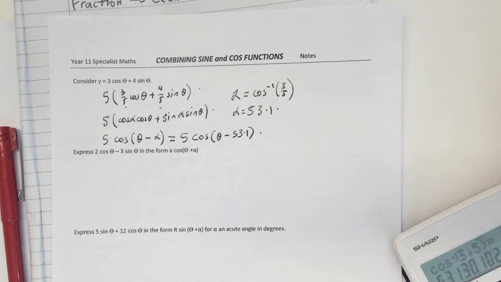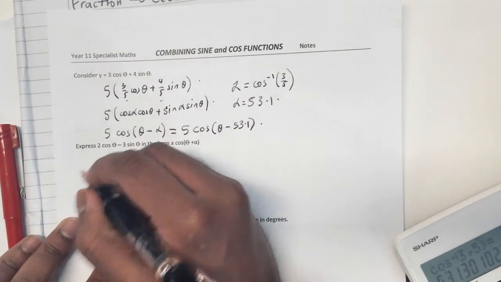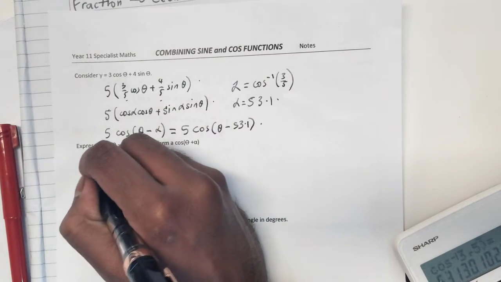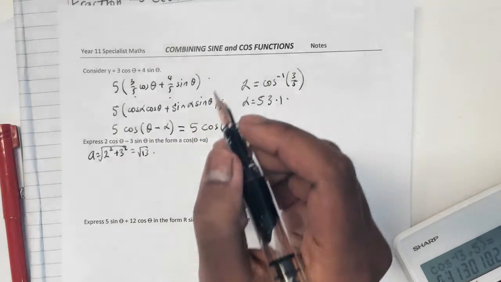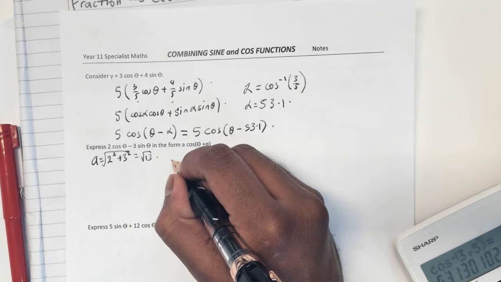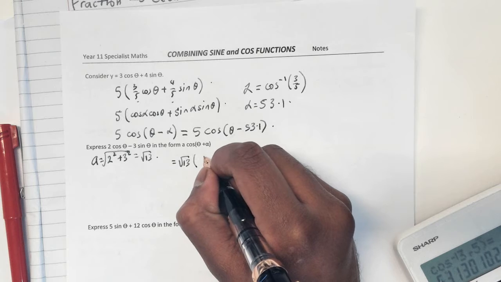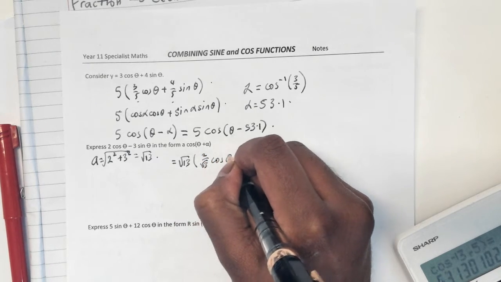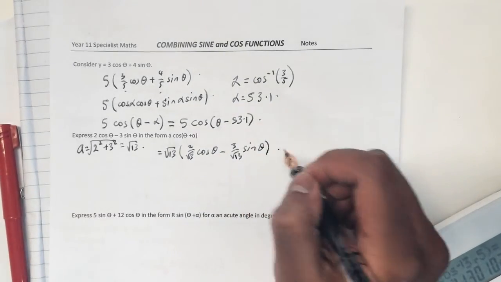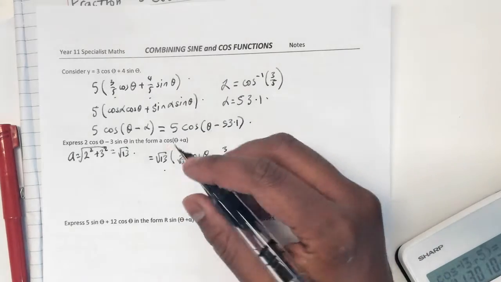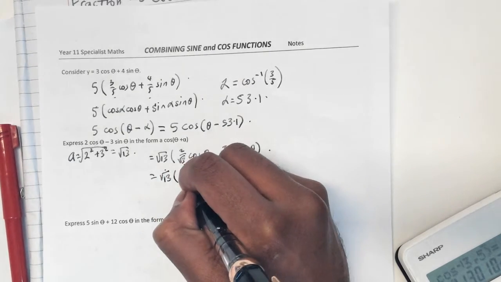Alright, try that one by yourself. I'll give you guys a few minutes. Alright, so I'm going to find my A first. A is 2 squared plus 3 squared, 13. So now I have root of 13. So you can do the same thing. Factor out root 13. Turn that into cosine alpha. Turn that into sine alpha. I'm going to flip it around just to make it easier for myself.